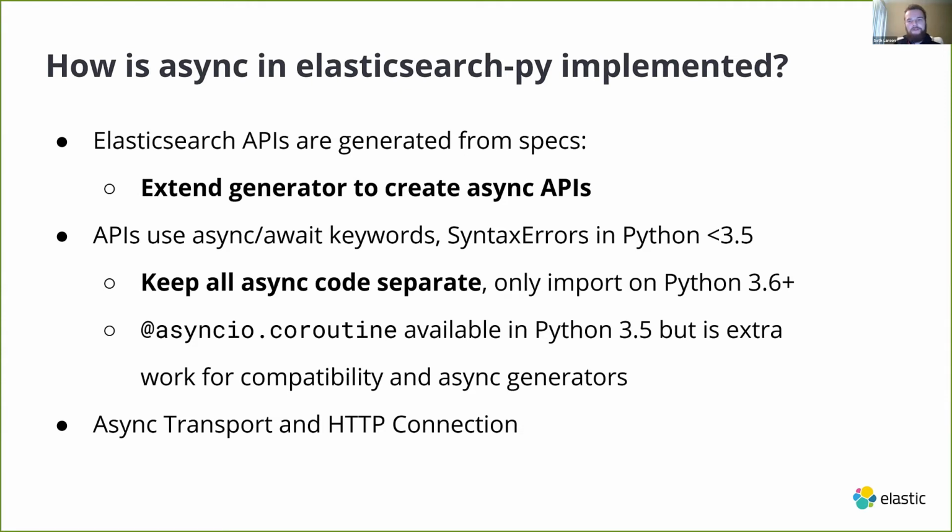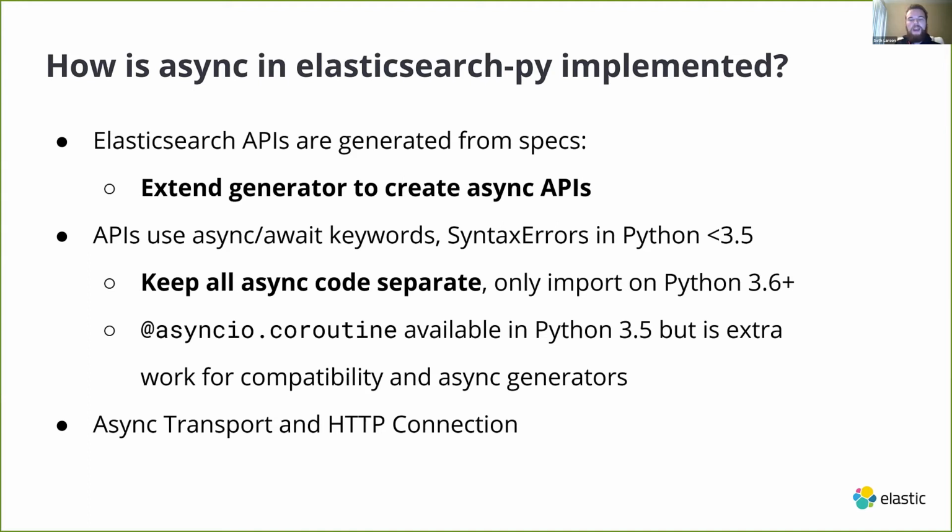One of the hurdles we had to get over was that these APIs use async await, and they would cause syntax errors in earlier Python versions. So what we do is keep the async code separate and only import it into Python versions that we know support it, which is Python 3.6, when the async await keywords were added.